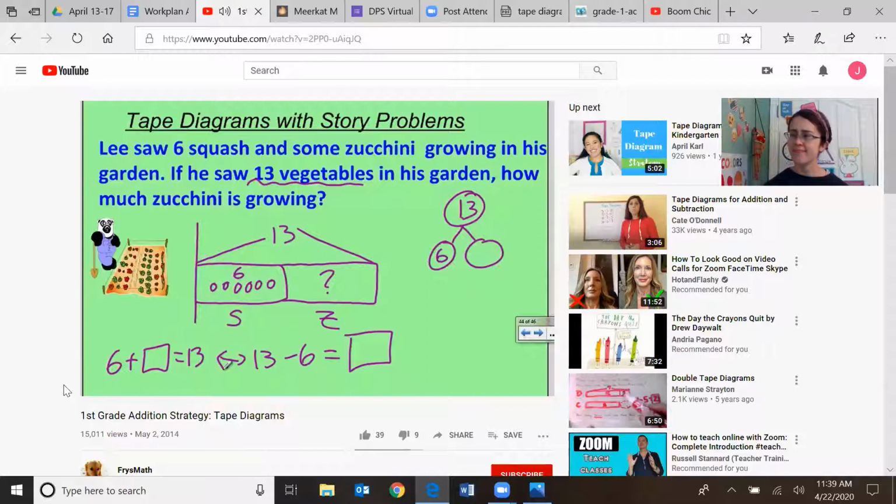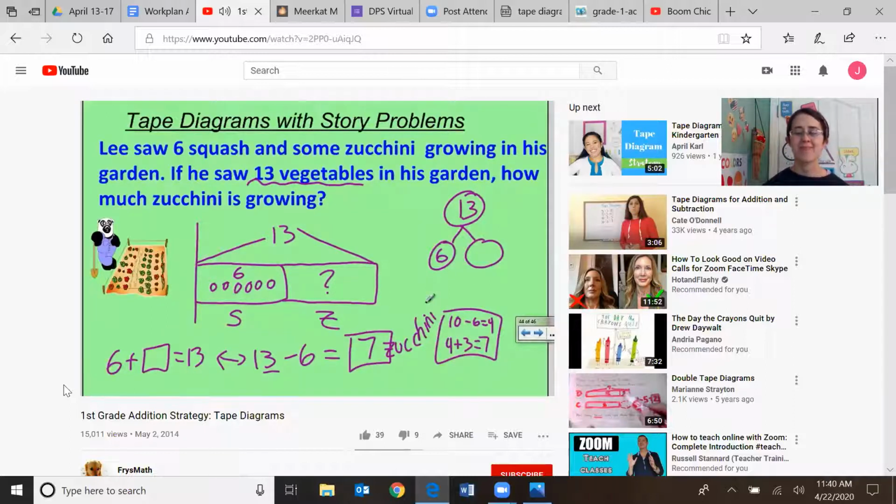Because when I look at 6, I know I can't take from the 3 ones, so I'm going to take from the 10. So I'm going to do my math over here real quick. I'm going to do 10 minus 6, which means 4. But since I still had that 3 that I didn't take away from, I've got to add it back. So I know 13 minus 6 makes 7. So there would be 7 zucchini left in the garden.